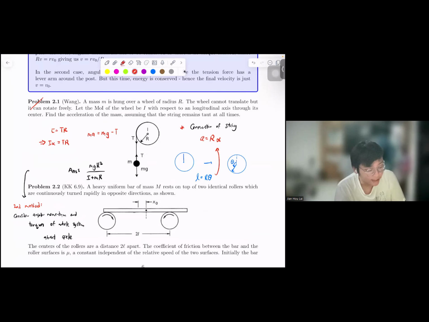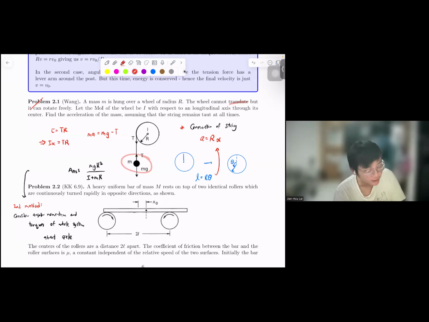Let's say you have a mass and a wheel of radius r. Okay, the wheel cannot move, cannot translate. It can rotate, but cannot translate. It cannot move away, up or down. But it can rotate.